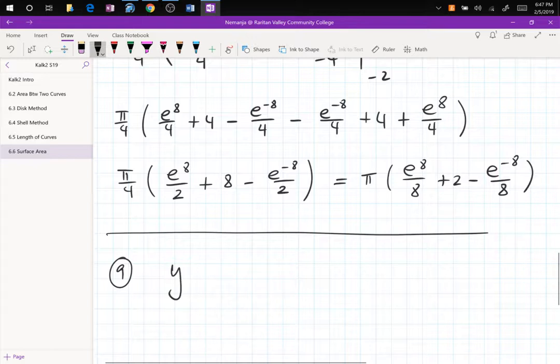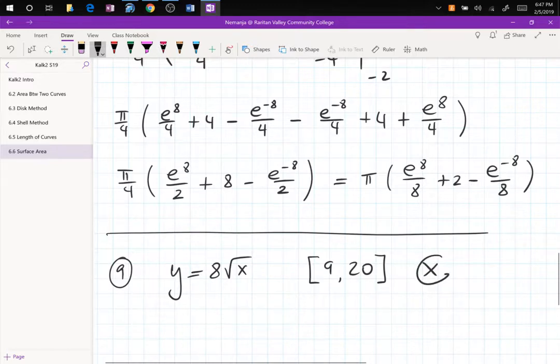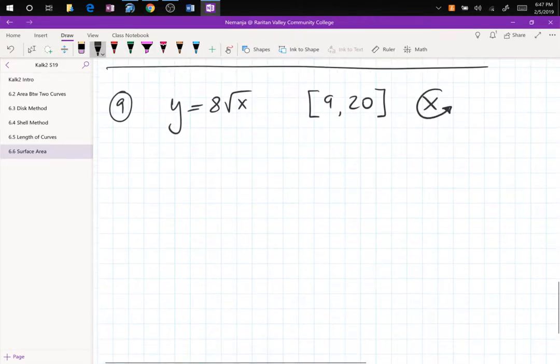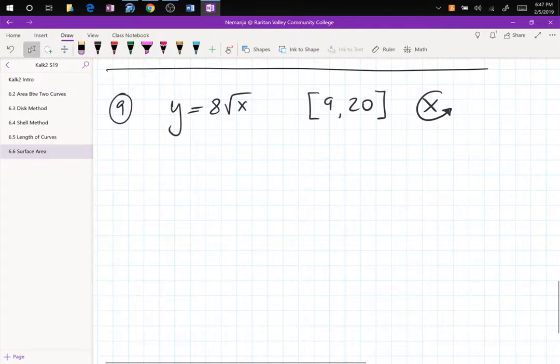The function is y equals 8 square root of x. We have the interval 9 to 20, and we are rotating about the x-axis. You want to try this one on your own first? Of course you do, because you all love calculus so much.